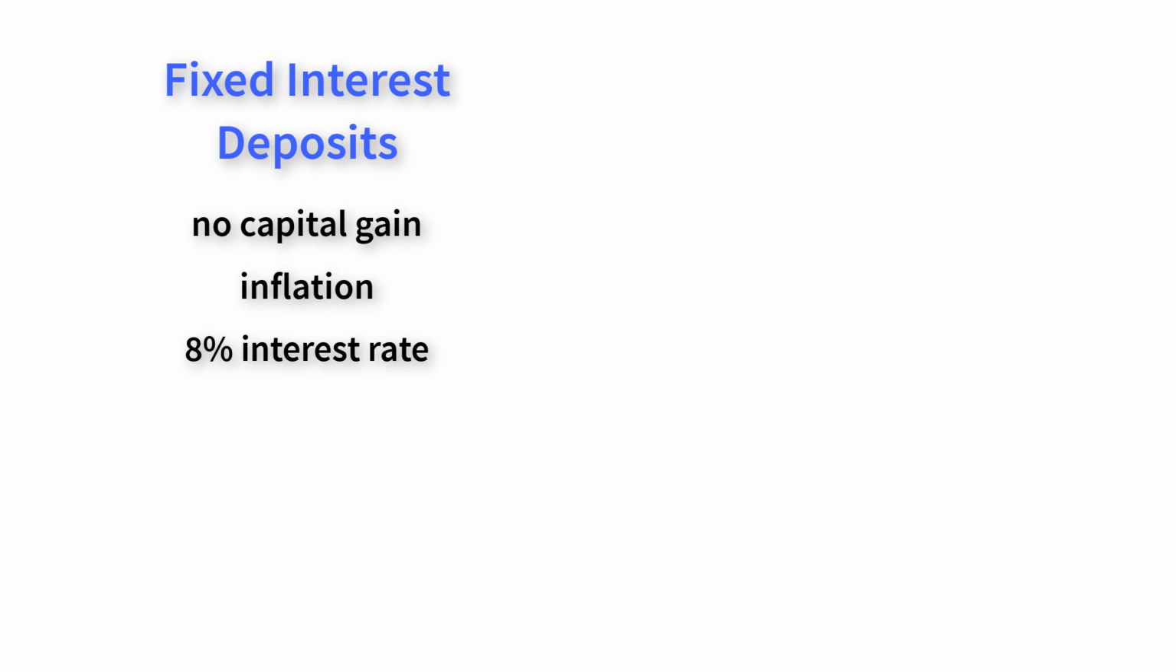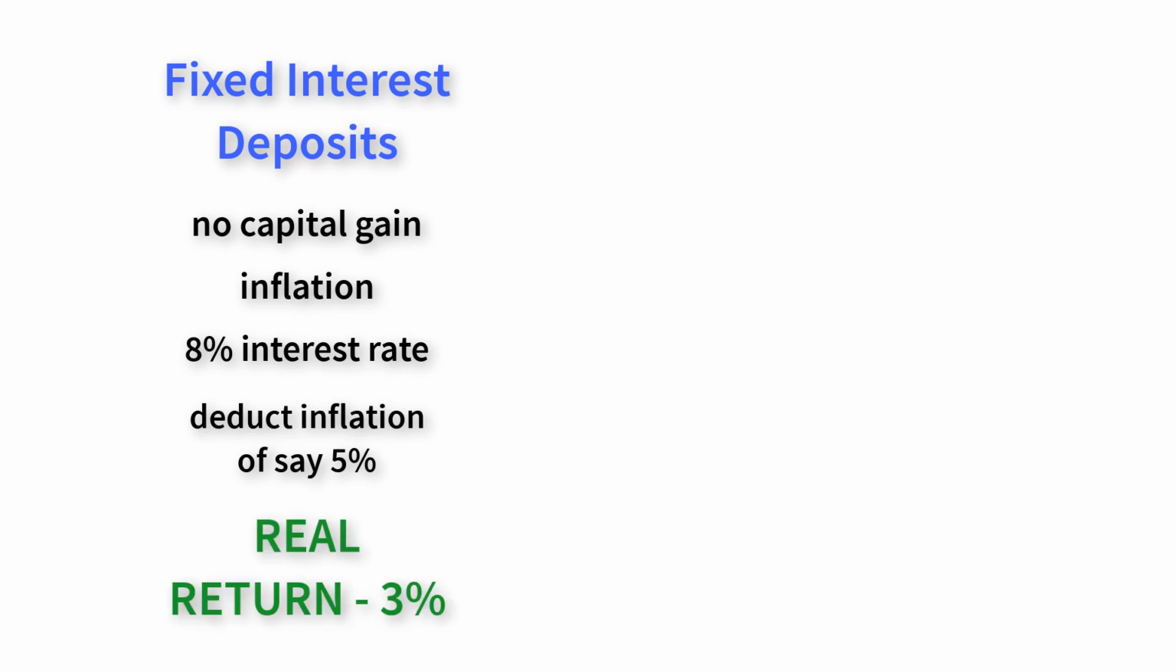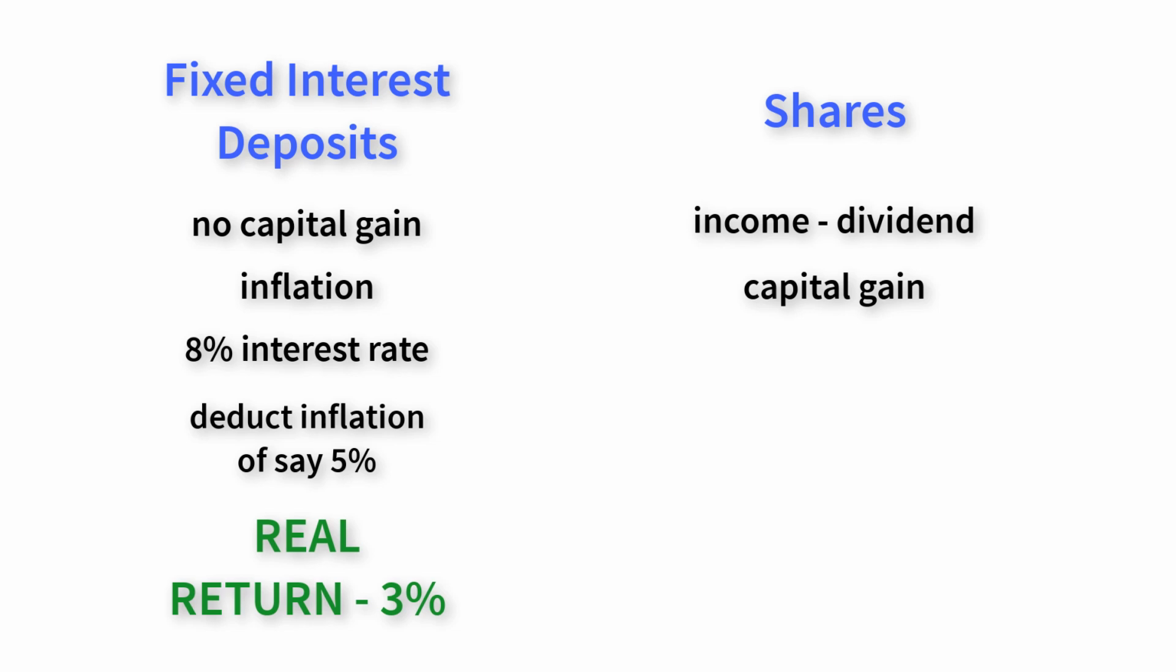Fixed interest investments in a bank offer no capital gain, but your capital is still subject to the ravages of inflation. So you might be getting an 8% interest rate on your cash, but you will have to deduct the inflation rate of, say, 5% in order to arrive at your real return of 3% per annum. Shares, of course, offer both an income in the form of a dividend and a capital gain, especially if you hold them for the long term.